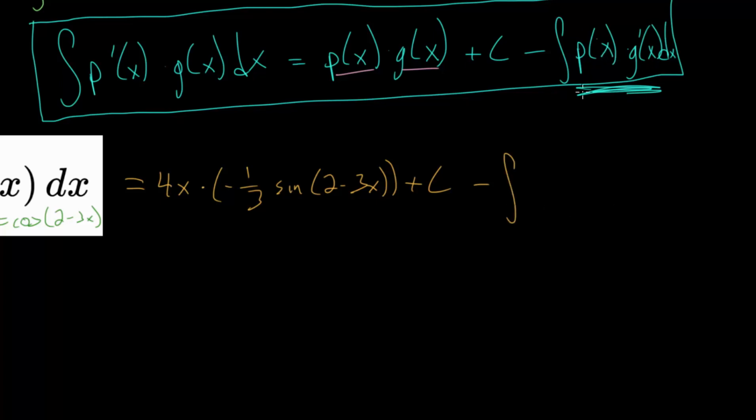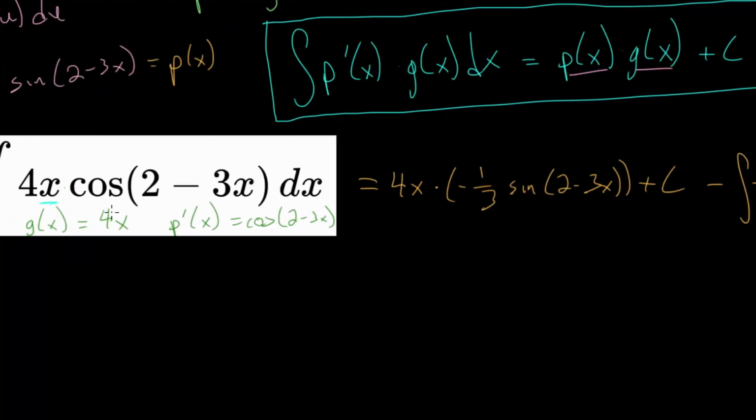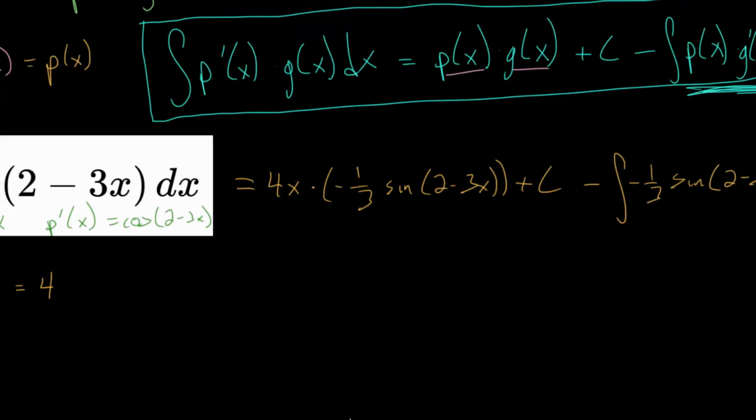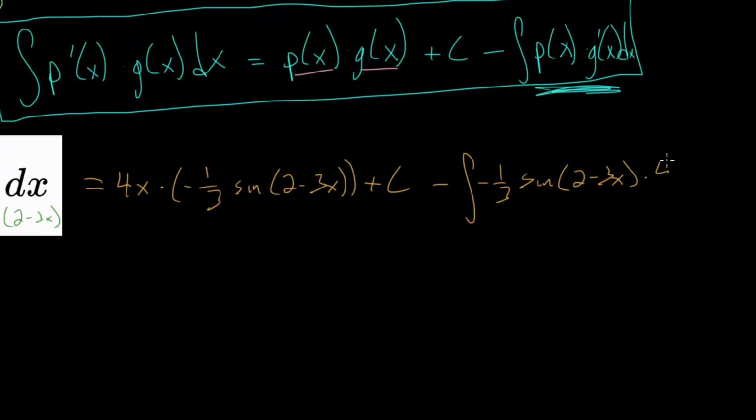We have the integral of p of x, which we know is this expression here, this minus 1/3 multiplied by the sine of 2 minus 3x, and we're multiplying this by the derivative of our function g, and we know our function g is just 4x, so g prime of x would just be 4. So all of this is then multiplied by 4, and we take this integral with respect to x. So our integral has simplified to this expression here.